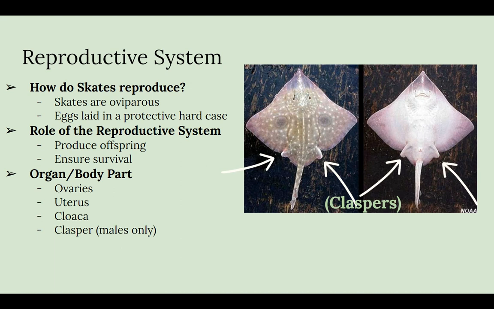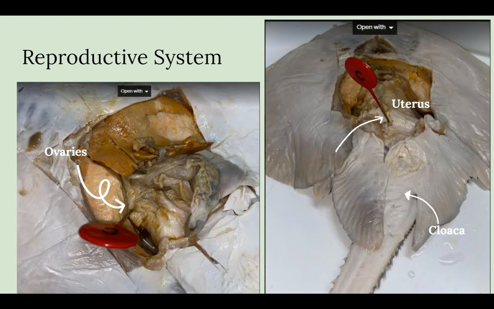The role of the reproductive system is that they produce offspring to ensure the survival and, of course, to grow their population and species. The organs and body parts include the ovaries, the uterus, the cloaca, and claspers. The claspers are only on male skates. Our dissection was a female, and a clasper would typically be how they transfer sperm to the female during reproduction. Next slide.